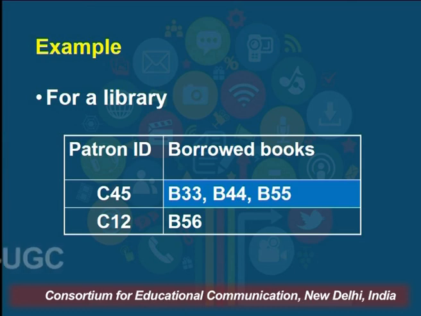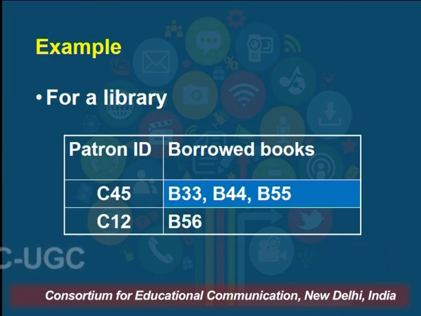The attribute borrowed books has a single value for patron ID C12, but for patron ID C45 it does not have a single value; instead it has 3 values. So we will see how this can be checked, how this can be removed, and how we are going to convert this particular database into something which complies with first normal form.